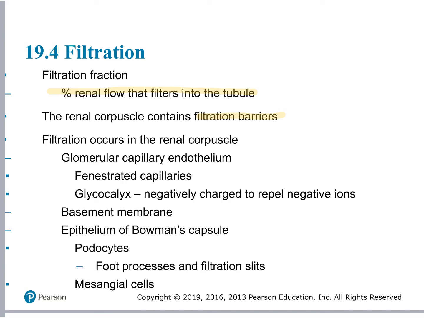The parts of the filtration membrane include the glomerular capillary endothelium. So that is the glomerulus, the capillary that's inside of the renal corpuscle. You take that endothelium. And then there's a basement membrane, and then there's going to be the podocytes. There are filtration slits of the podocytes. Podo means foot. Cyte is cell. So these are cells with little foot processes, and they create slits called filtration slits. So the fluid has to go through the glomerular capillary endothelium, through the basement membrane, and then through the filtration slits of the podocytes.